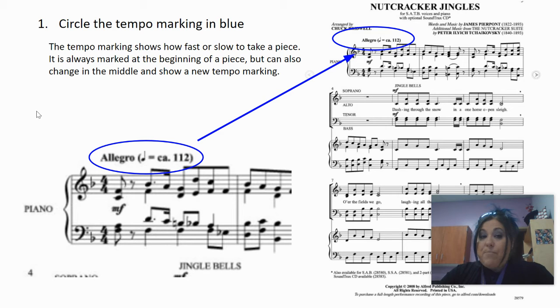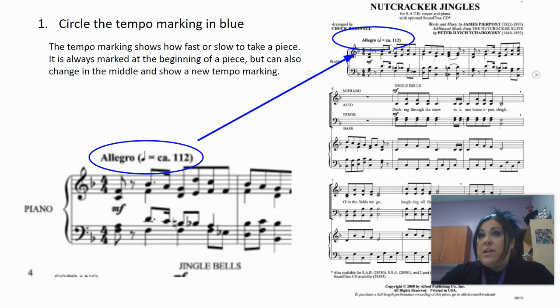All right, the tempo marking. The tempo marking shows how fast or how slow to take a piece of music. It's always marked at the very beginning of a song, but it can also change in the middle, just like our time signature. So you'll see I've circled it in blue up here, allegro. You don't really need to know this, quarter note equals approximately 112 beats per minute. Just know that the higher that number, the faster it is. And there's all different tempo markings.